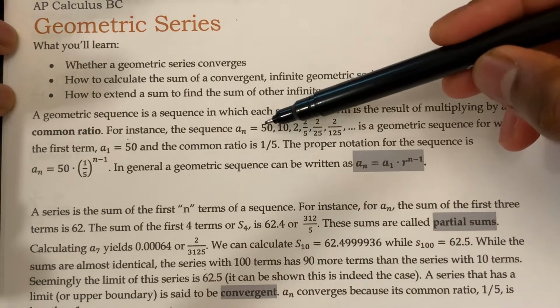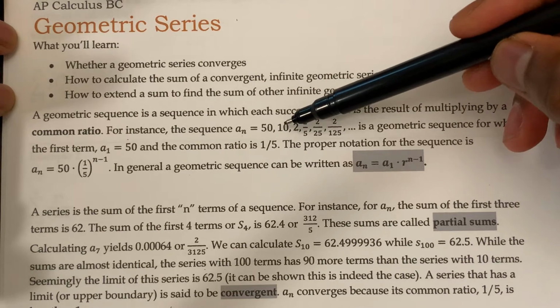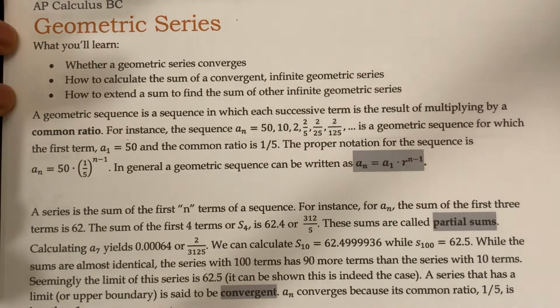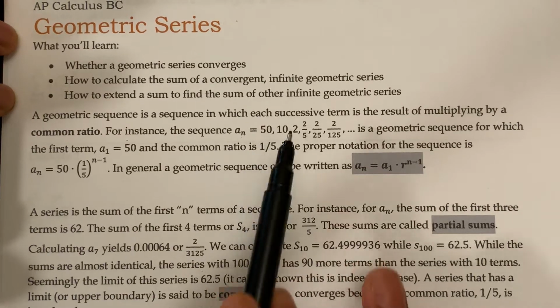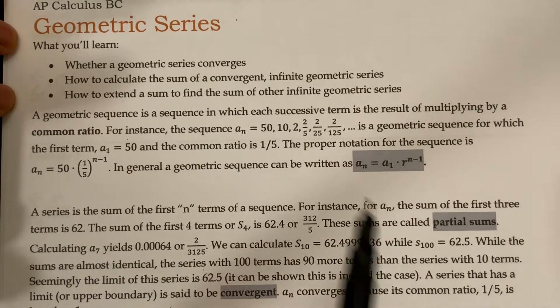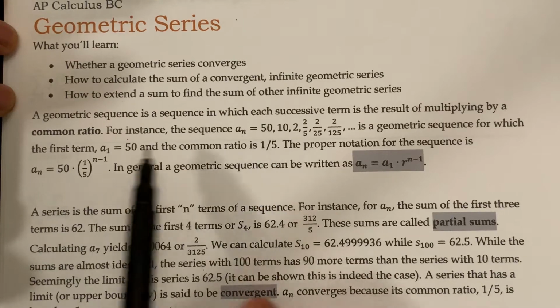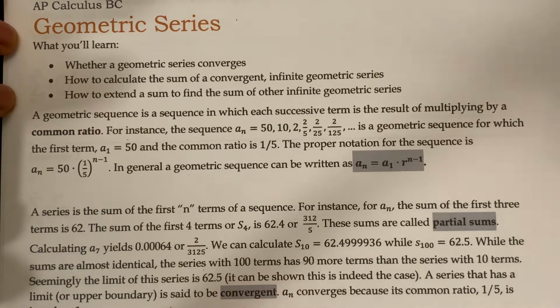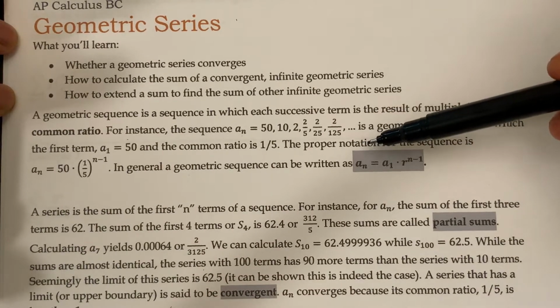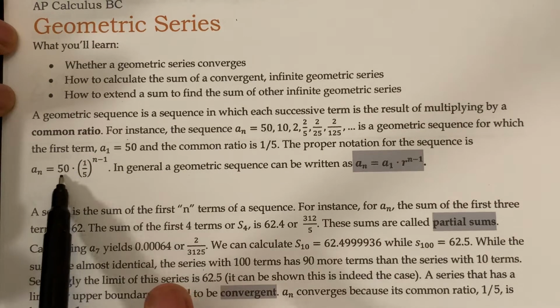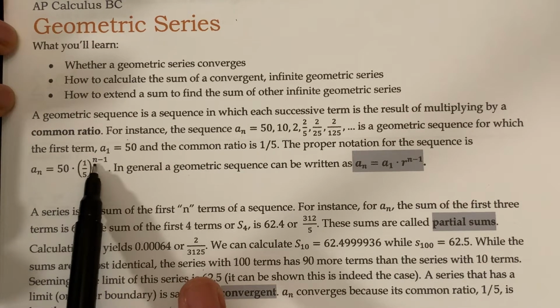And you can see that in each step, we are dividing by 5 to get to the next term, or we're multiplying by 1/5. All right, so the common ratio for this sequence is 1/5, and the first term is 50. The proper notation that we would use for this sequence is 50 times (1/5)^(n-1).